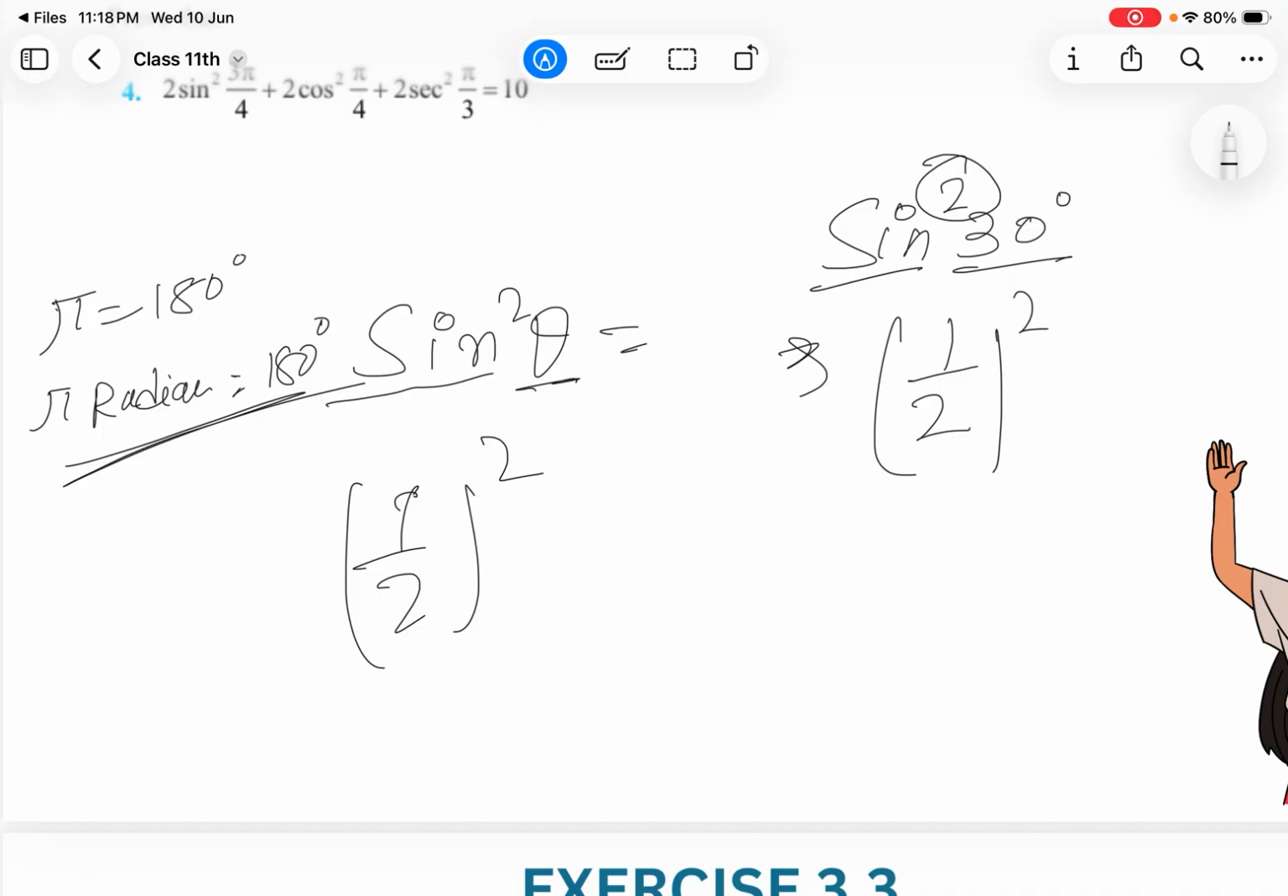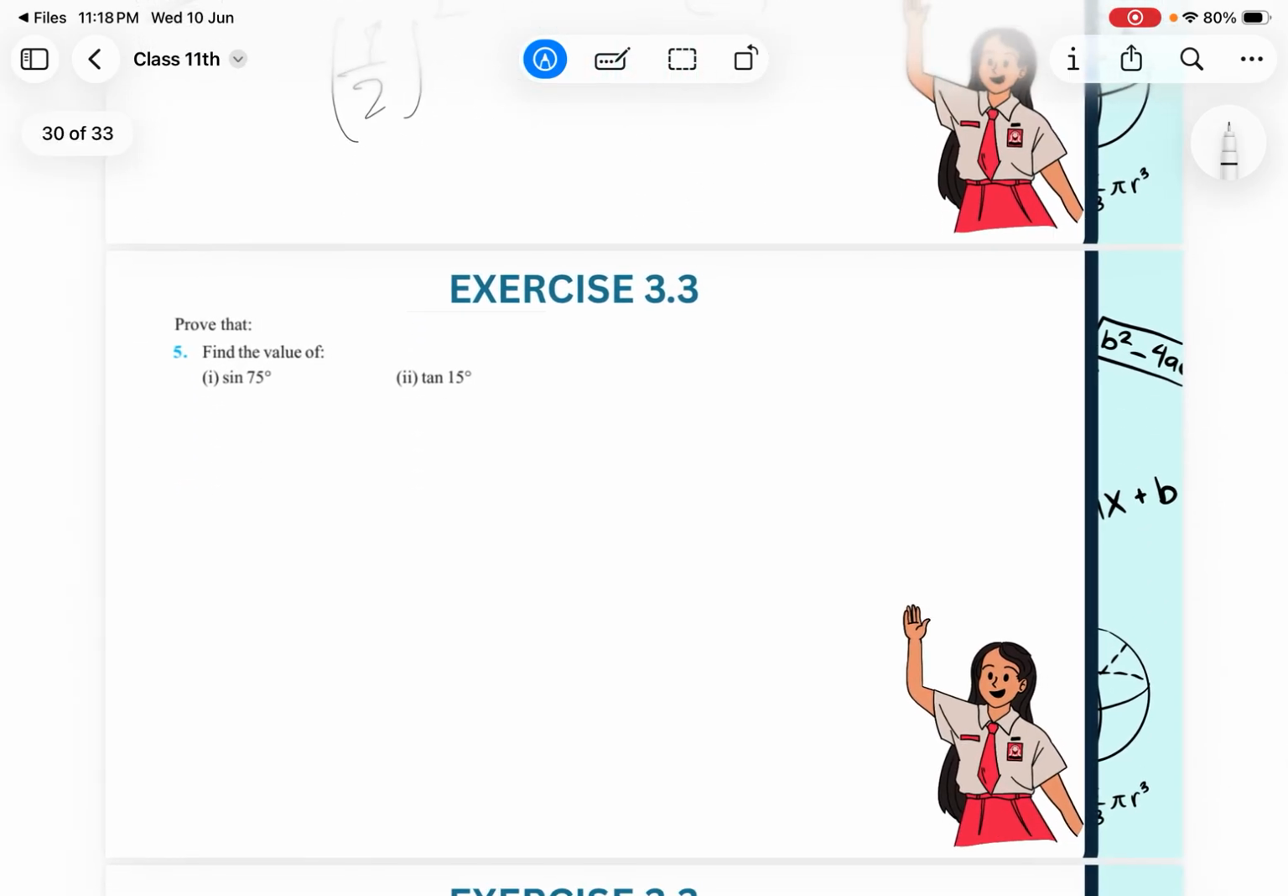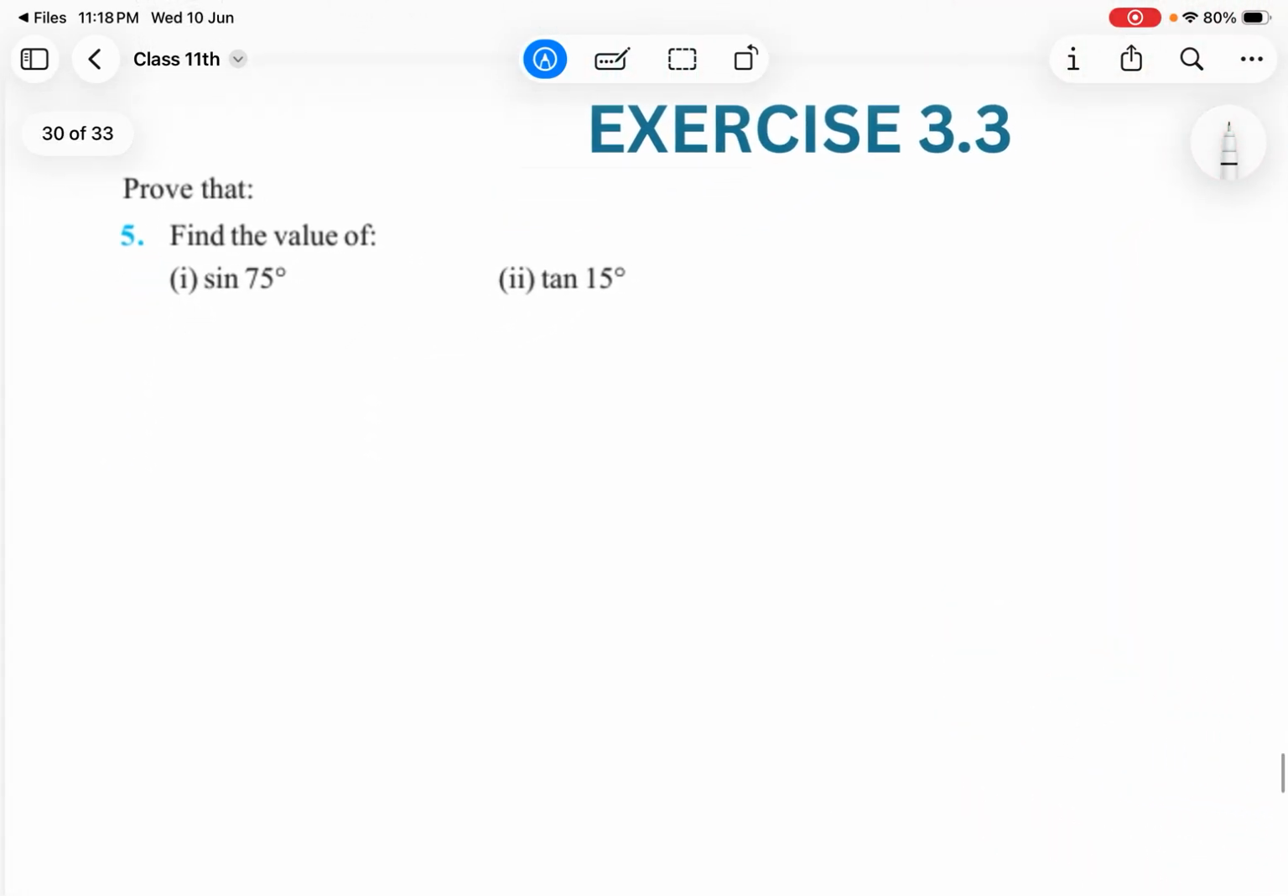And if you don't understand these concepts, then I suggest you go to the previous videos. Everything is grouped on the playlist, and just see how to do that, and you will definitely be able to solve this question, right?